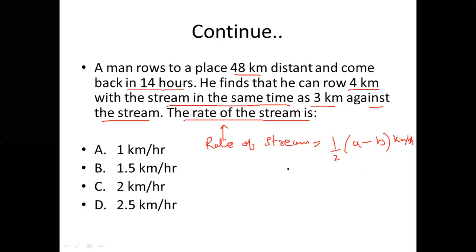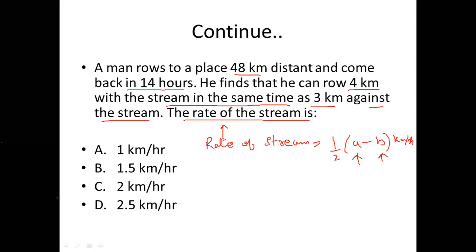So now in this formula, what is needed that we need to find out? We have to find the downstream and the upstream. First of all, that is needed. We need to find A and B, that is the upstream speed and downstream speed, right?